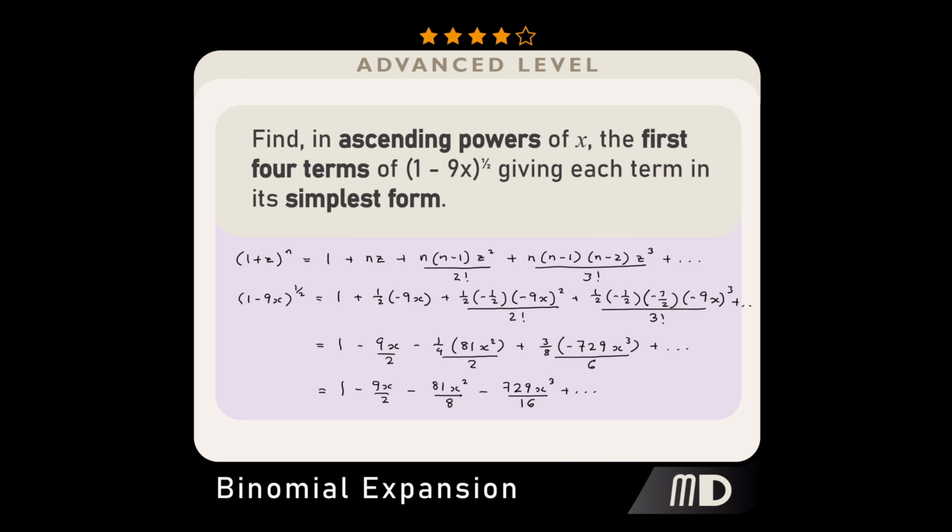So, the first 4 terms in ascending powers of x in their simplest form, and the answer to the first part of this question, we get 1 minus 9x divided by 2 minus 81x squared divided by 8 minus 729x cubed divided by 16.